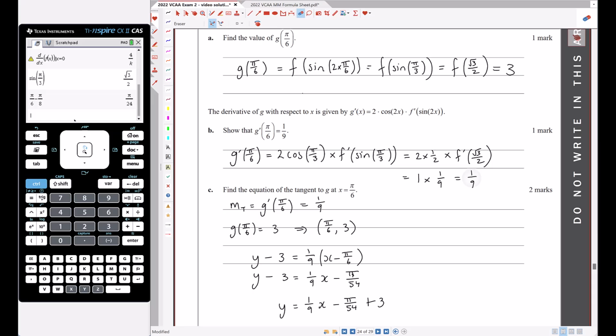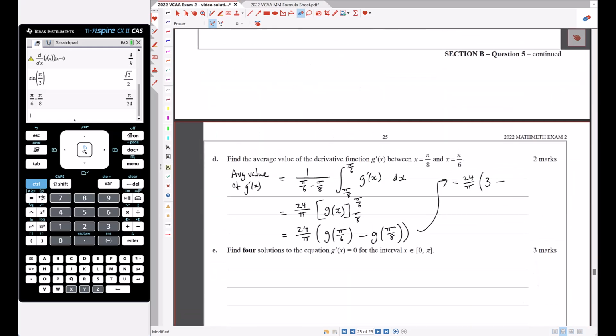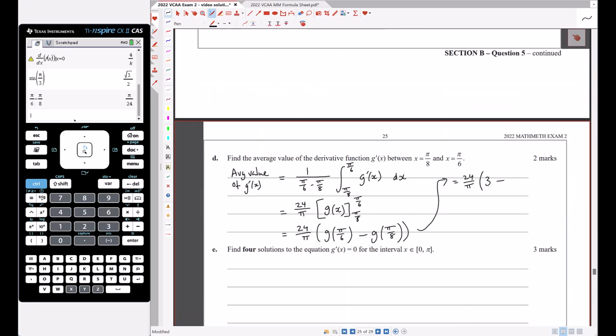Okay, so we decided that g of pi on 8 is 5. So we've got 24 on pi times negative 2, and so negative 48 on pi.